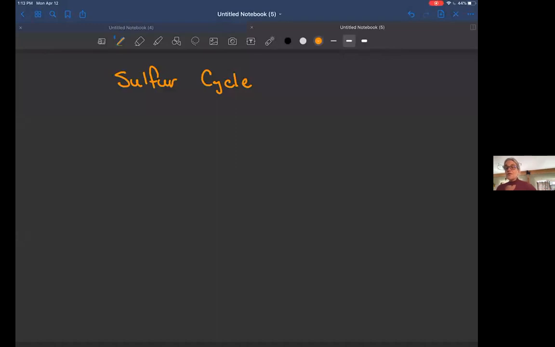So when we look at the sulfur cycle, there's very little in the atmosphere. Most is actually stored in the ocean and in the ocean sediments. So most is found in the ocean and ocean sediments.